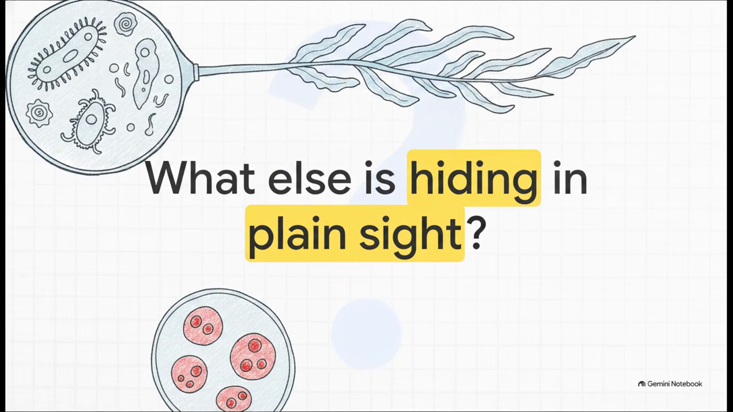I want to leave you with this one final thought. If a single drop of pond water can hold an entire hidden kingdom of microscopic hunters and complex parasites like Plasmodium, what else is hiding in plain sight all around us? The biological world is vast, deeply layered, and mostly totally invisible to the naked eye.